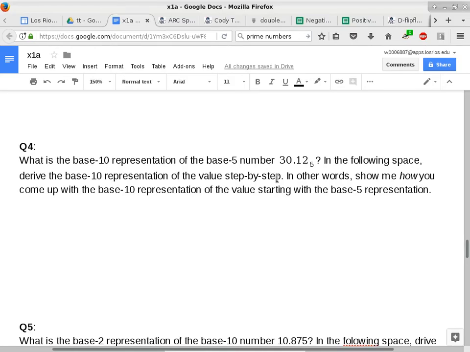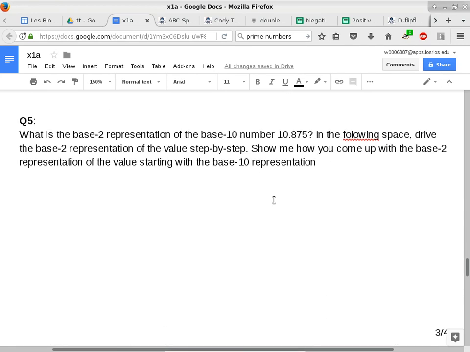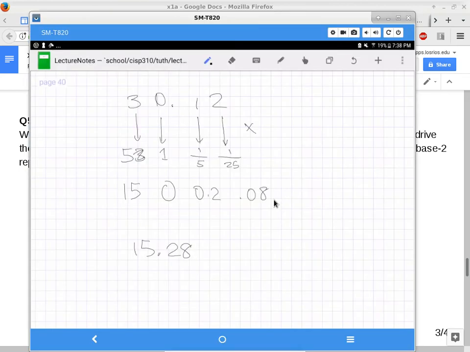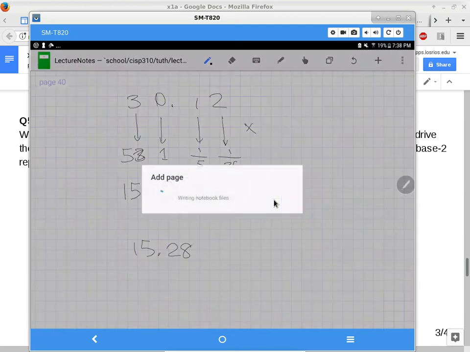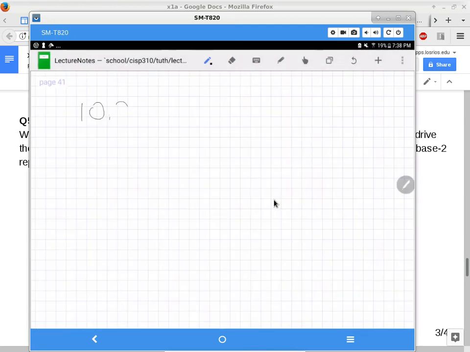Okay. So question number 5 is asking basically the reverse. What is the base 2 representation of a particular value that is already given to you in base 10? So in this case, it's 10.875. Okay, so let's take a look at 10.875. It's a base 10 number.